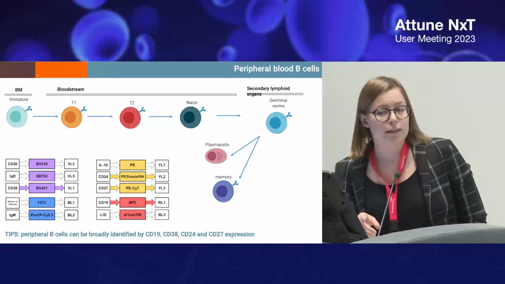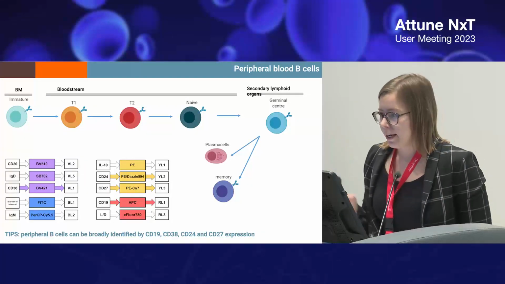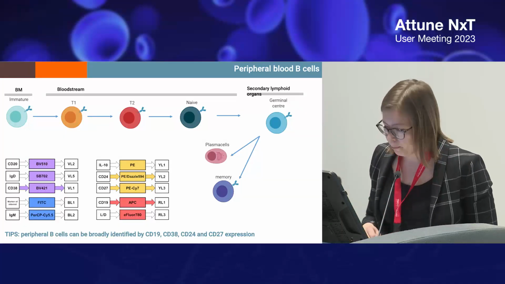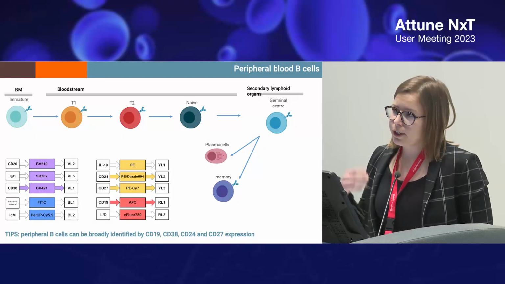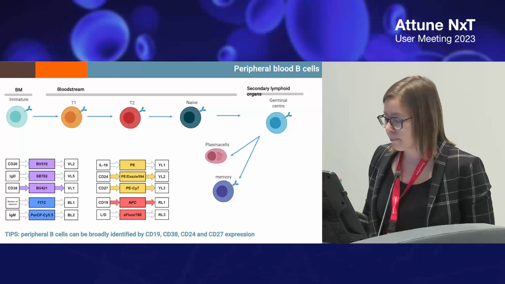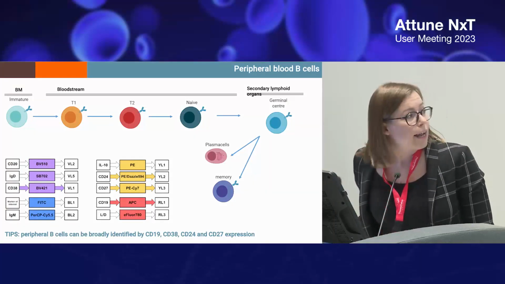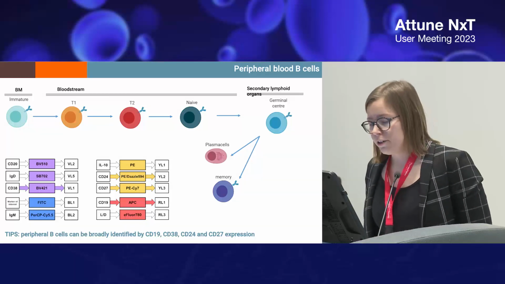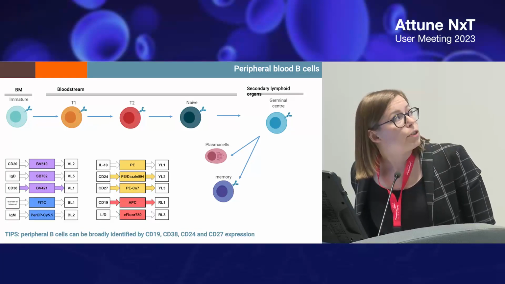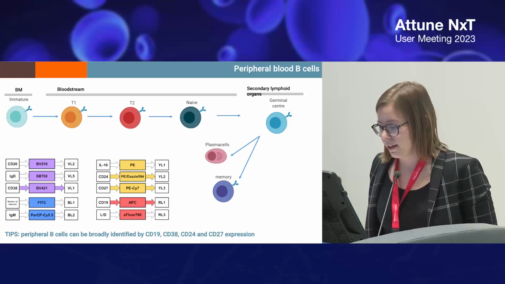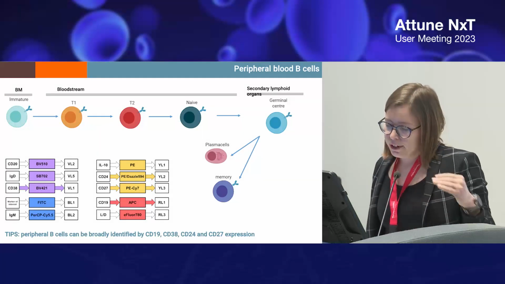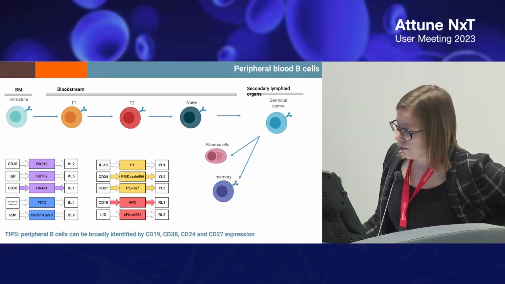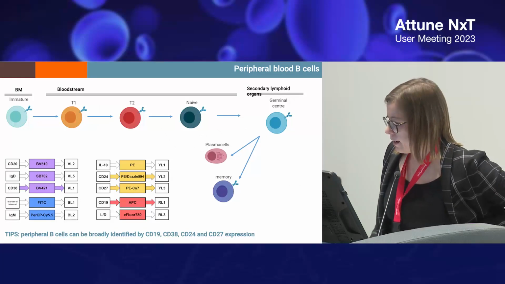So we developed for the Attune NxT this, let's say, backbone panel to identify the main populations representing the peripheral blood B cells. You can broadly identify B cells by using, of course, the live and dead markers. You can use the CD19, that is a lineage marker. You can add the CD20, that is another lineage marker for B cells. But to differentiate the populations, for sure you have to add the CD38, the CD24, and the CD27. And let's see why.